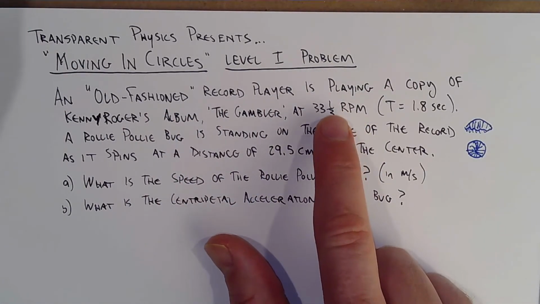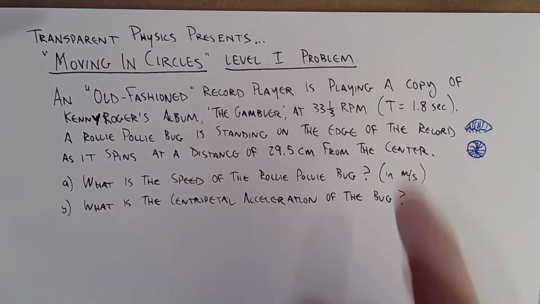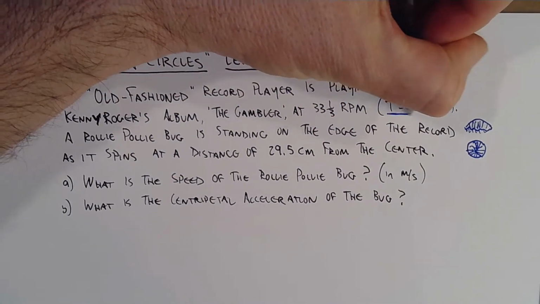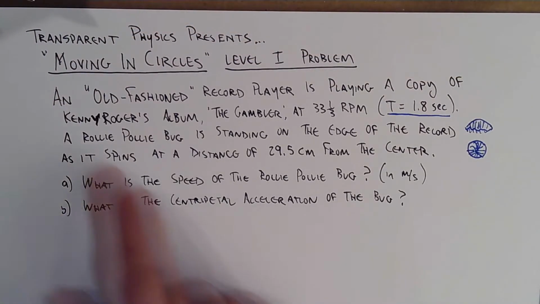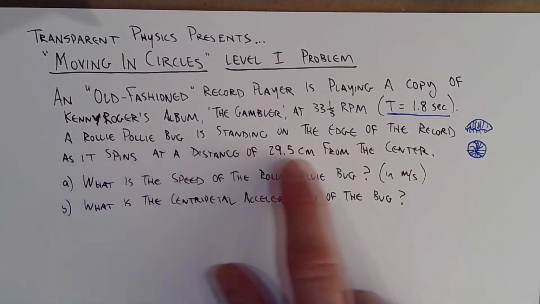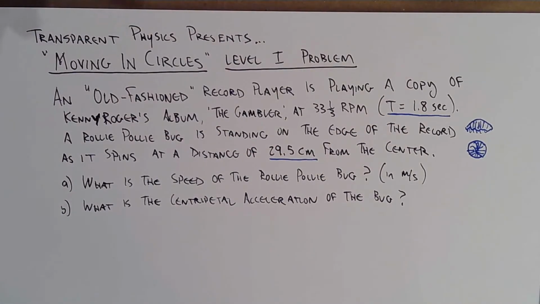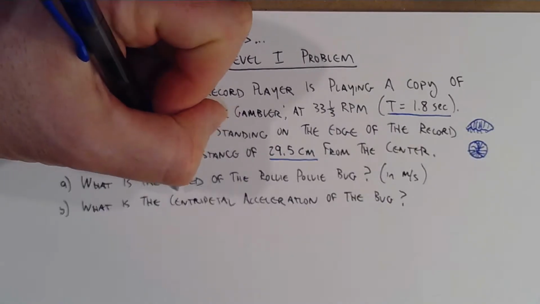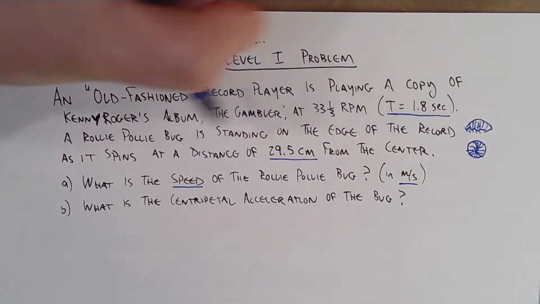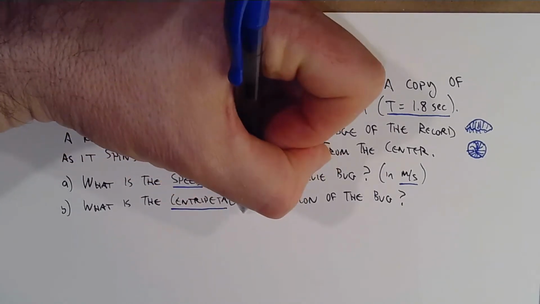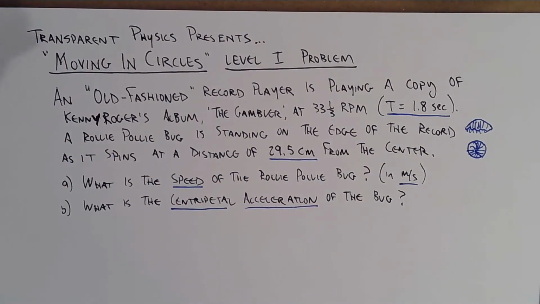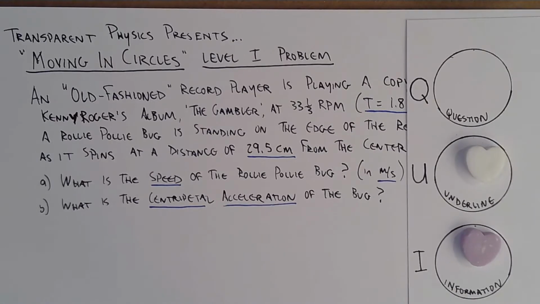33 1/3 RPM is good, but it's really only important in the context of knowing the period. The roly-poly bug spins a distance of 29.5 centimeters, so that's probably going to be important there. We're interested in the speed, and they specify it's in meters per second, and we're interested in the centripetal acceleration. So it doesn't really seem like we're given a ton of information to start, but we'll take a look, and hopefully our formulas will be enough to get us where we need to be.